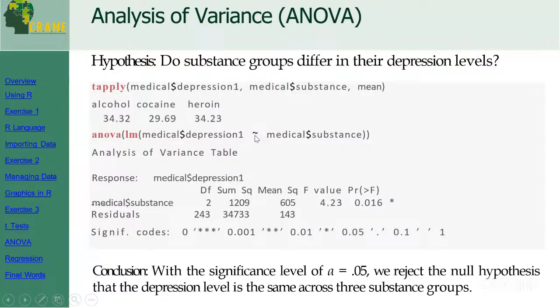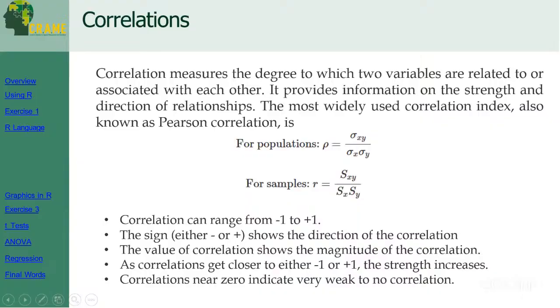ANOVA, medical depression 1 with respect to substance. The dollar sign is being used to get the particular variable from the data sets. I hope you remember now, right? Fine. Here you see that the p-value is less than 0.05, meaning it's significant. So at the 5% level of significance, we reject the null hypothesis that the depression level is the same across the three substance groups, right? So that means the depression level in the three substance consumption groups is different, right? We have already seen this in the box plot and other things.